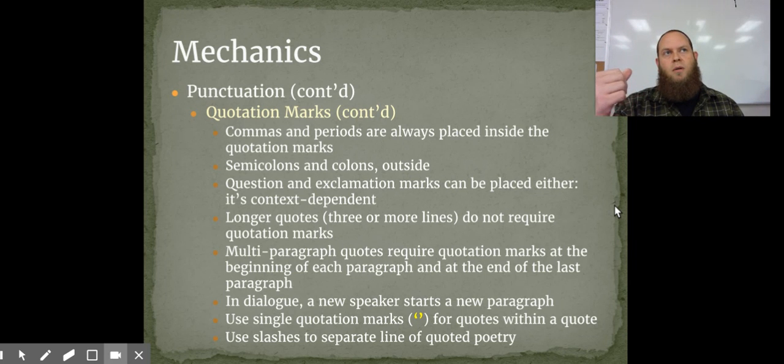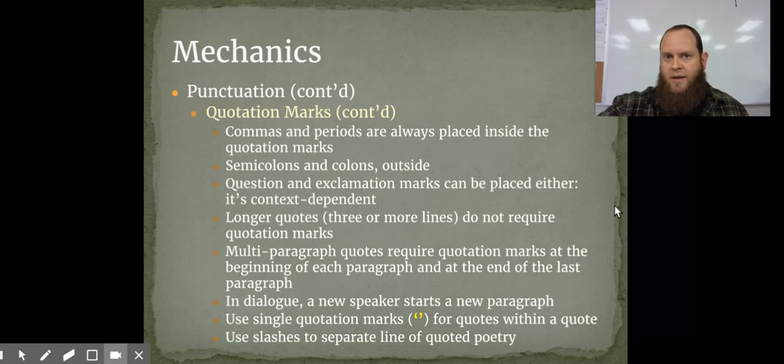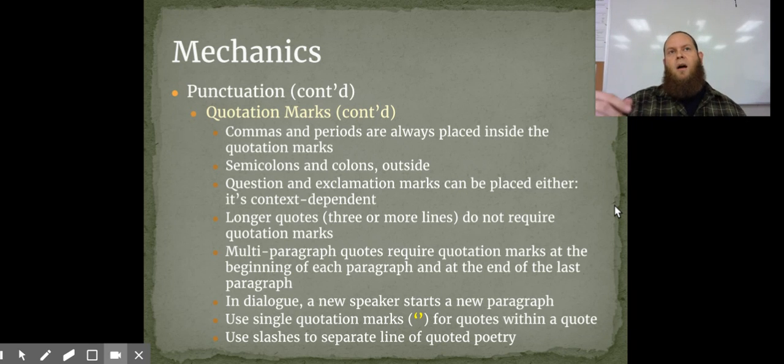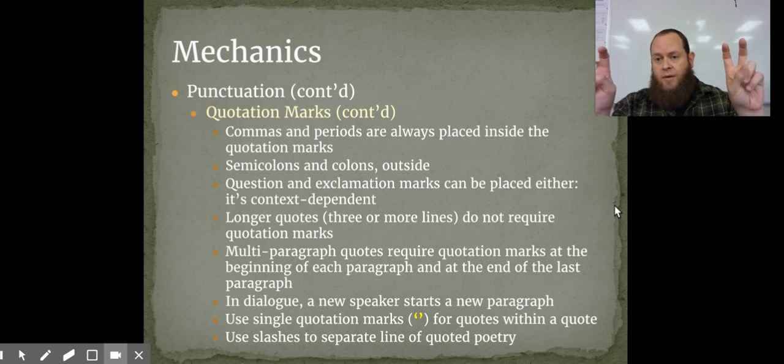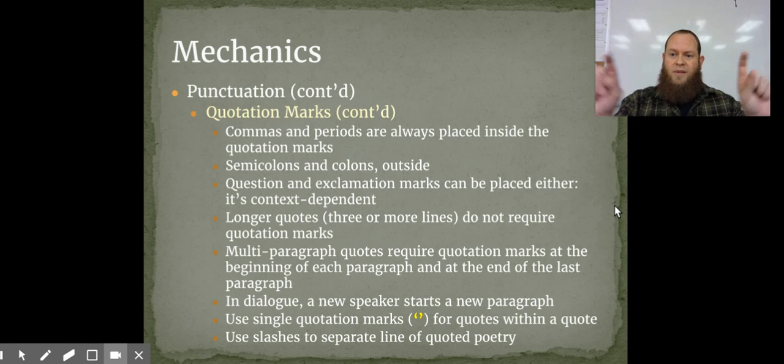Whenever you quote something that was quoted in the work, maybe I'm quoting from a story where somebody then says something else, so I've got a quote within a quote, you would have your double quotation marks around your whole quote, but then single quotation marks anywhere where double quotation marks were in the original text.